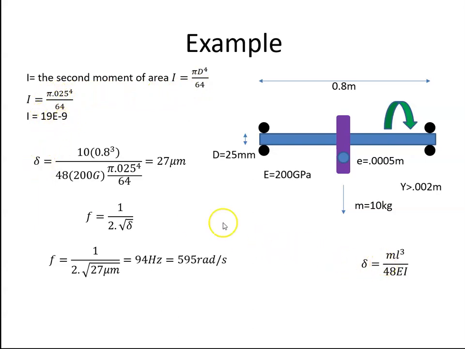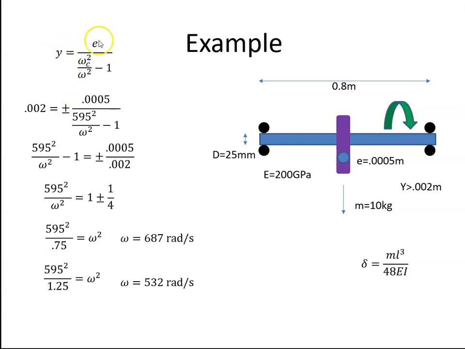And then the deflection is m. Well, m is 10. The length of the shaft is 0.8 meters. 48 is just 48. E, we were given, is 200 gigapascals, or 200 times 10 to the power 9. And this is I. When I put that into the calculator, I get my deflection to be 27 micrometers. Okay, so the critical frequency, or the frequency at which whirling occurs, is 1 over 2 pi times the square root of g over the deflection, which is 94 hertz, and converting that to radians, just multiply by 2 pi, gives me 595 radians per second. Okay, so that's omega c.